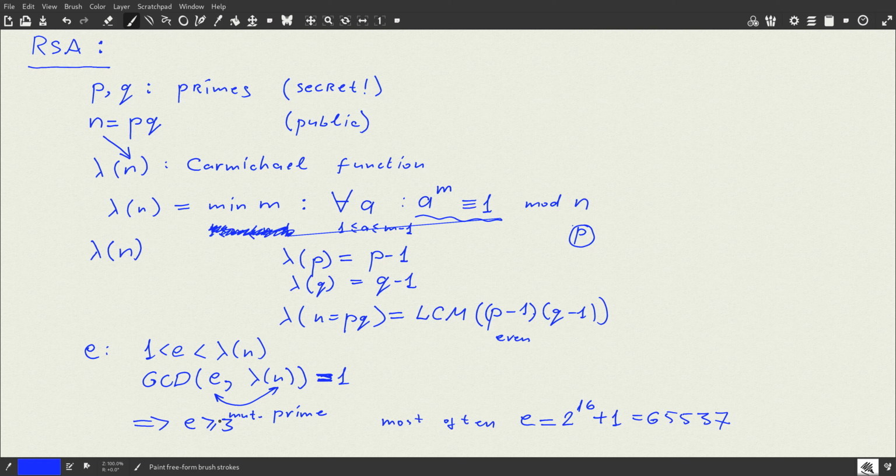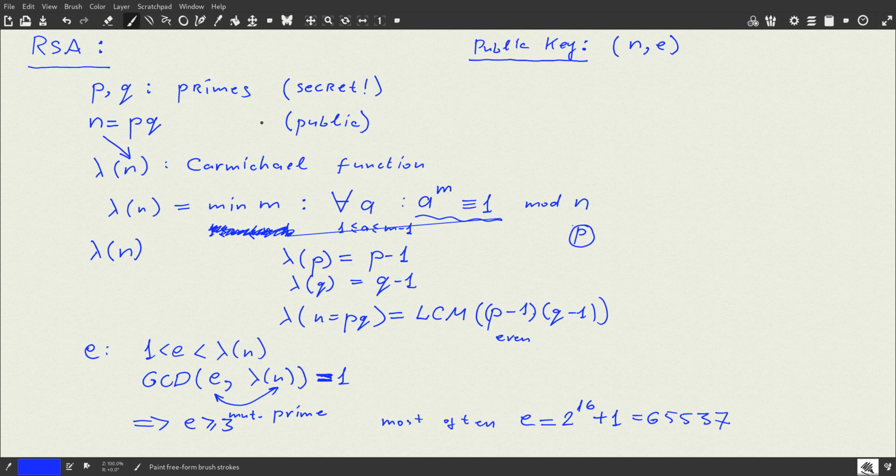Okay. What do we do next? We say that the public key is, what do you think of the public key? Is a pair of two numbers. E and N? Yes. Let's do it this way. N, E. Yes. These are public. That's perfectly okay. But not, of course, P or Q.